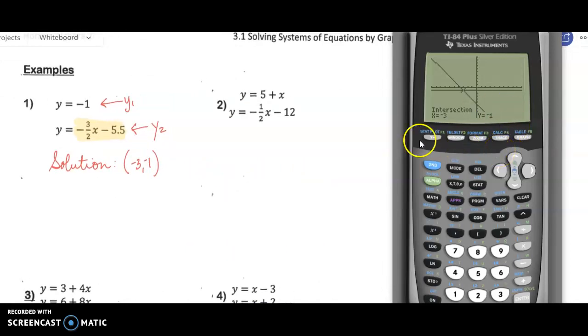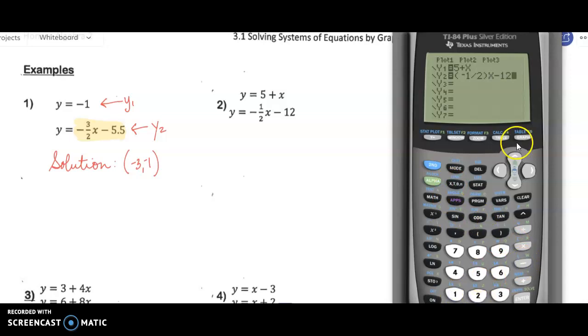So I'm going to go back to Y equals, hit clear to delete the first one. I'm going to put in 5 plus X. If you're not sure, this is always your variable button right up here next to the alpha key. Regardless of your variable, you have to use that button. And then you have parentheses -1/2, so -1 divided by 2, and then X minus 12.